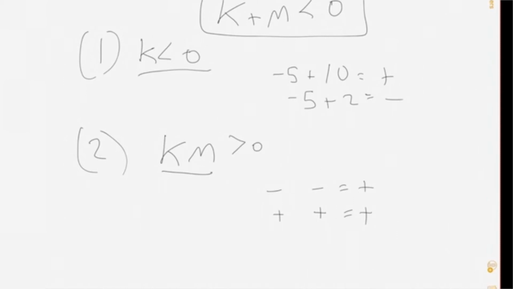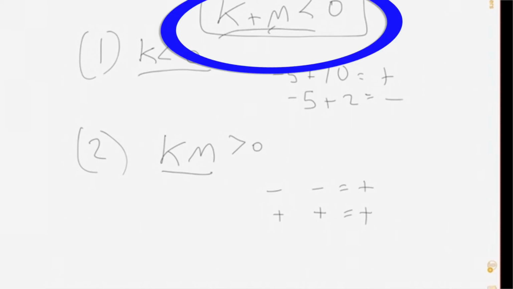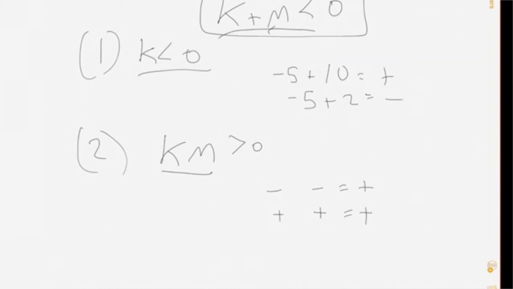Obviously, if they're both negative, then the sum of two negative numbers would be a negative number. However, if they're both positive, then the sum of two positive numbers would be a positive number. So therefore, by itself, number 2 is not sufficient. All right, now let's try both 1 and 2 together.